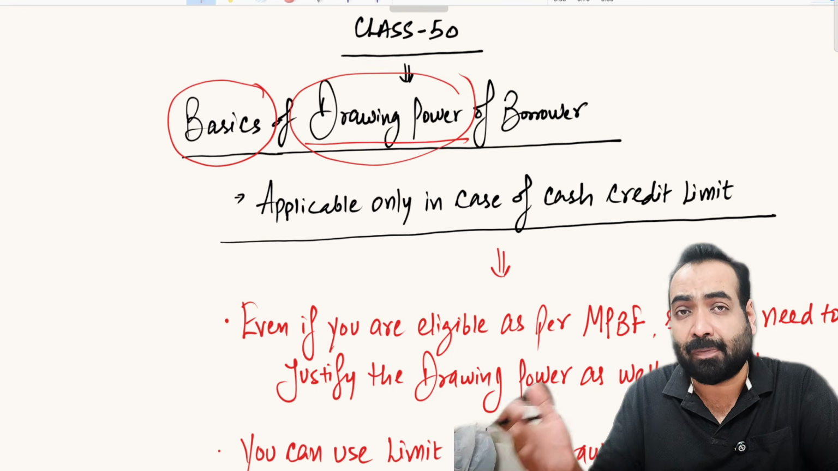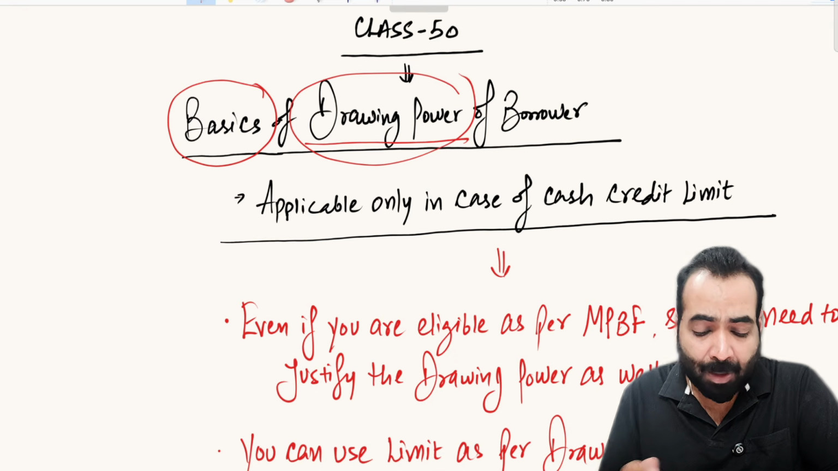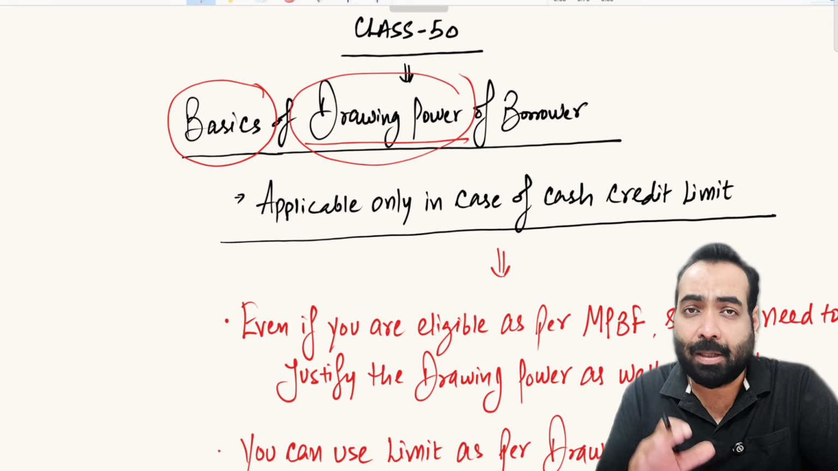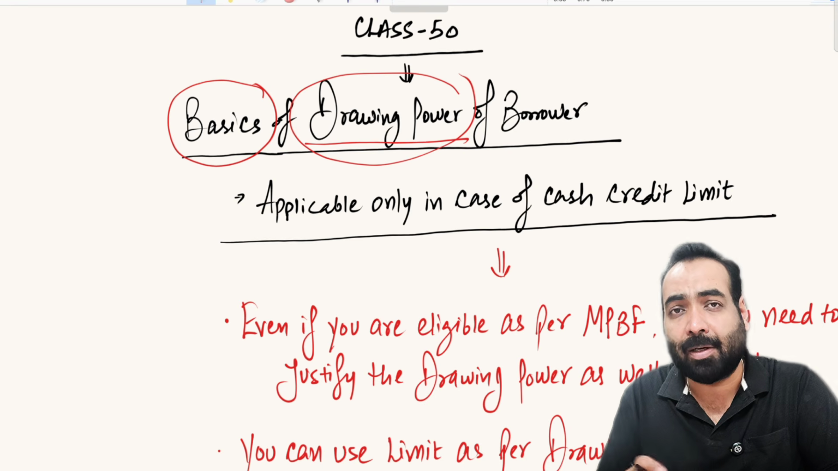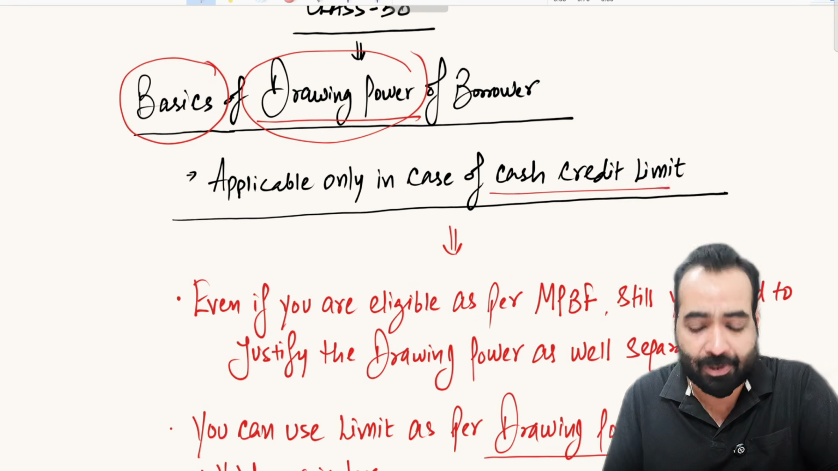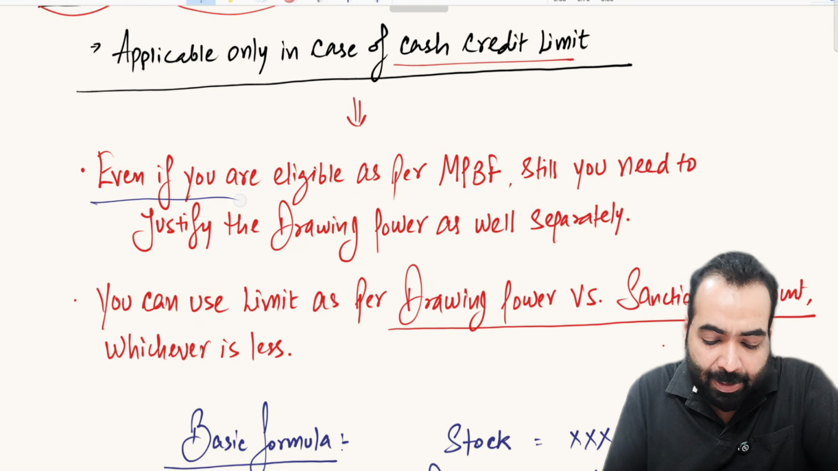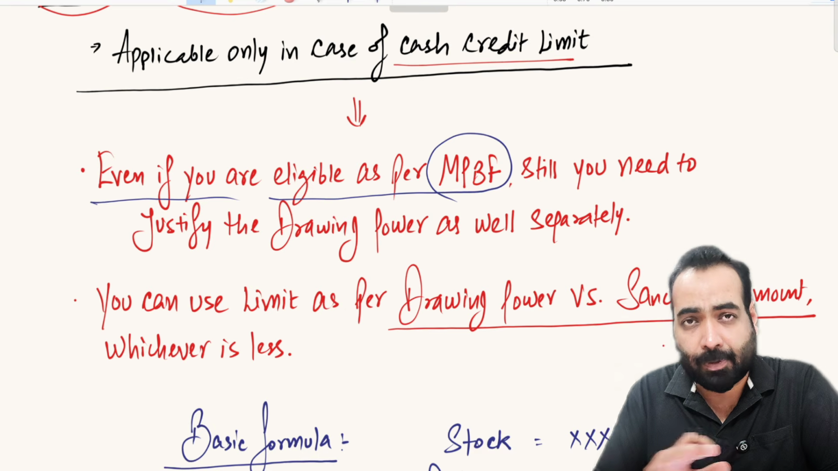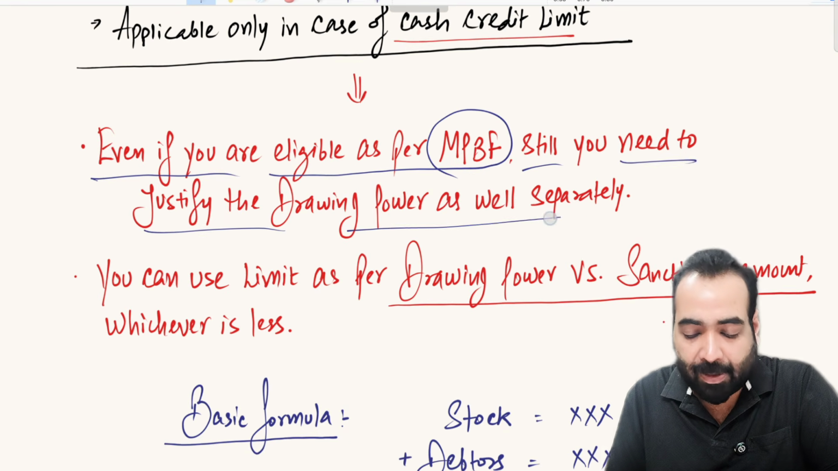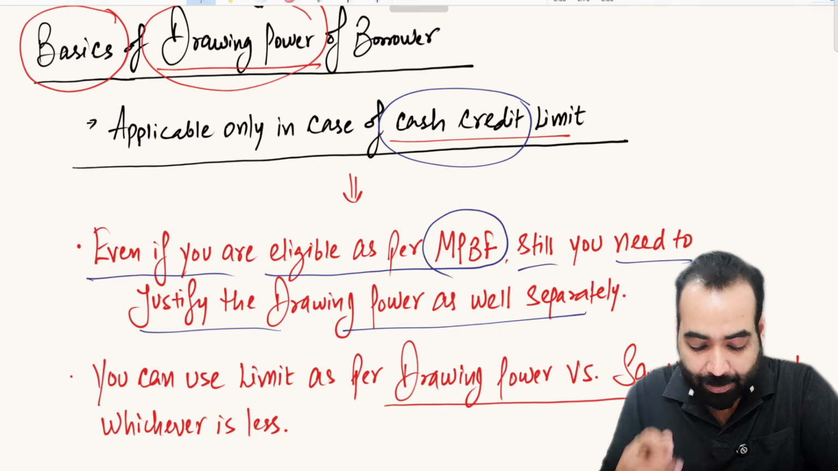Although those facilities will also have an impact on drawing power, that we will learn in coming videos, the primary calculation of drawing power is done only on the eligibility of cash credit limit availment, right? So it is applicable only for cash credit limit, that you need to understand. Even if you are eligible as per the MPBF for X amount of limit, you still need to justify the drawing power limit as well if you are availing the cash credit facility, right?